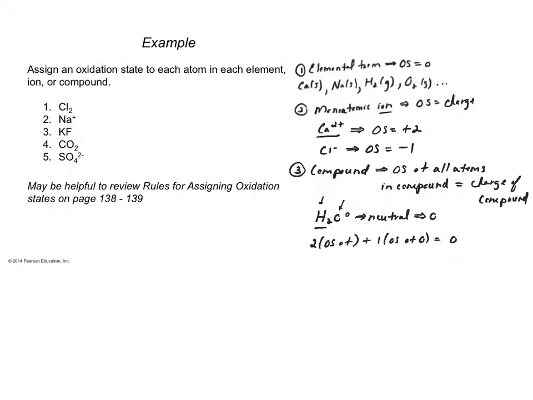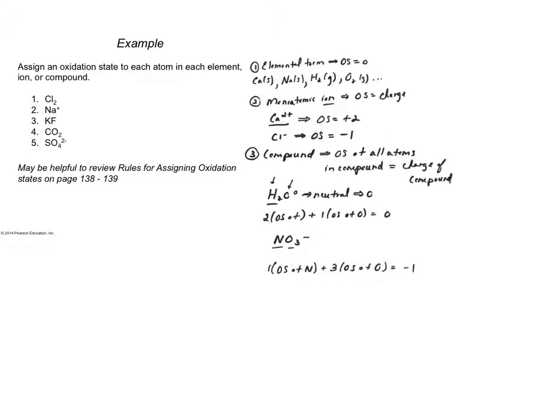If we had a charged compound, though, something like a polyatomic ion like nitrate, then again, the sum of these all has to equal the overall charge of the compound, which is -1 in this case, right? So this would be 1 times the oxidation state of nitrogen plus 3 times the oxidation state of oxygen has to equal this overall -1 charge.